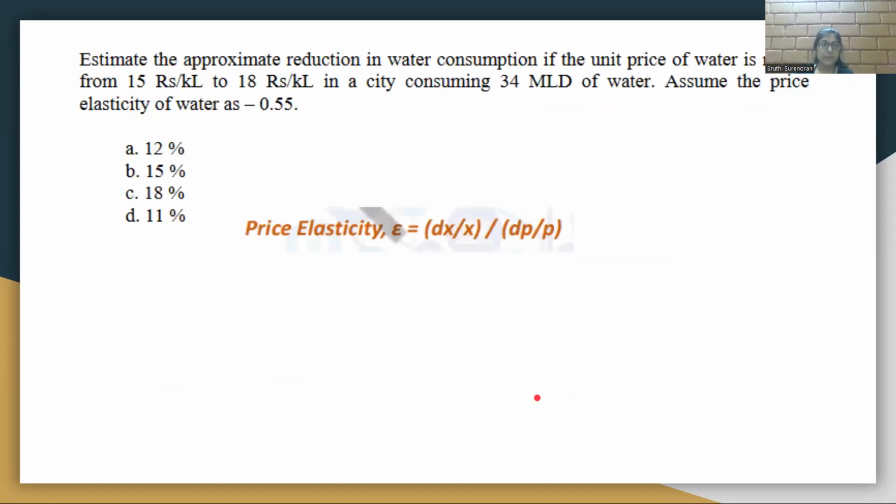Okay, now let's move on to another question using price elasticity. Again, this is also a direct formula substitution. Price elasticity is nothing but the percentage change in demand divided by the percentage change in price. Here they have given the change in price and the price elasticity. You're supposed to find the reduction, or the percentage change in demand.